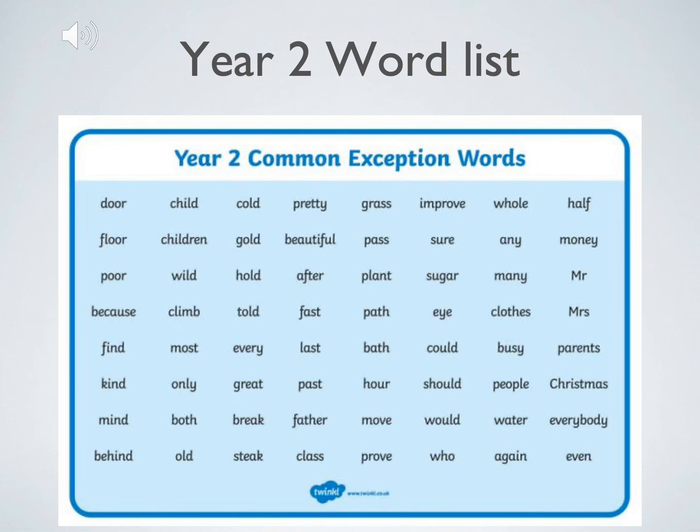So below is our Year 2 common exception word list. Now these are the words that children just need to try and learn. Now to do this, each child has a copy of this in front of them on their tables at all times. But also every morning within our handwriting, we based our handwriting upon these words.